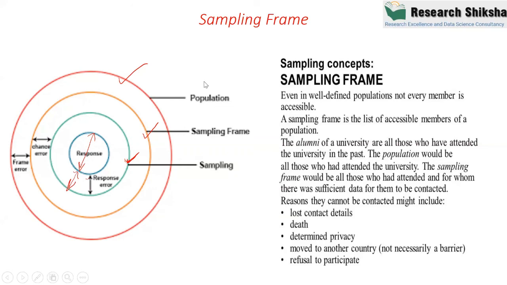So one thing is very clear here. The sampling frame is related to the target population, because you have to find your sample from the sampling frame, and the sampling frame is the detail of the target population. So I hope it is clear. And yeah, now let's move.